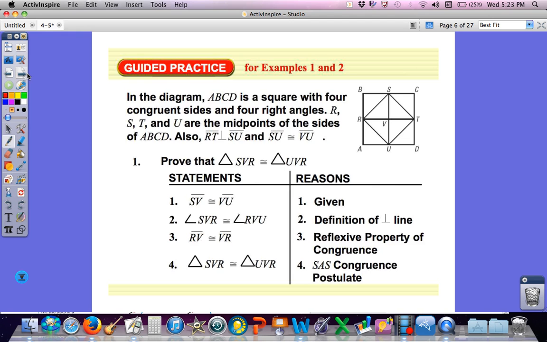So through the side, angle, side congruence postulate, I know that these two triangles must be congruent. Okay? So guided practice number 3 and 4, they ask you to actually do some proofs. We're going to walk through these together.